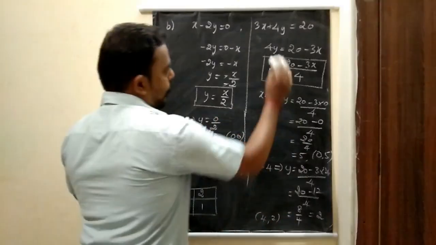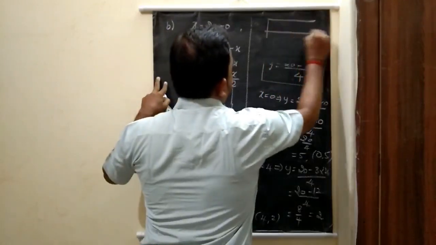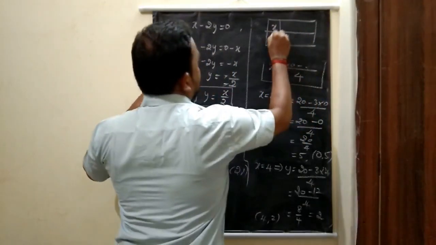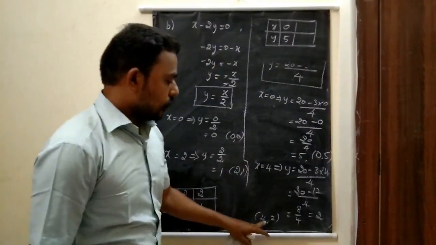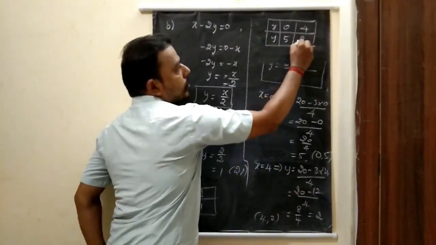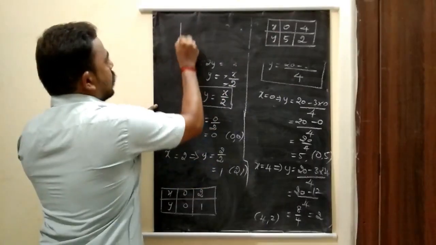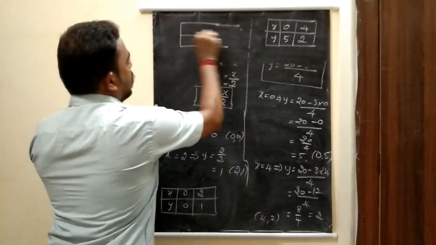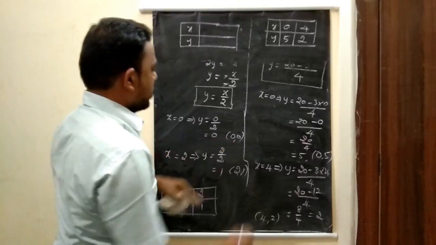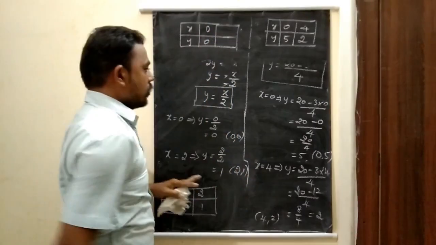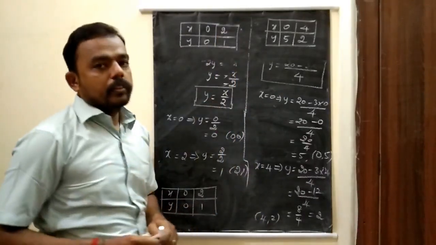So I am going to write the points here. For the second equation, x value, y value: 0 comma 5. For the first one, 4 comma 2. Similarly, this one: x, y, 0 comma 0. And next one, 2 comma 1.